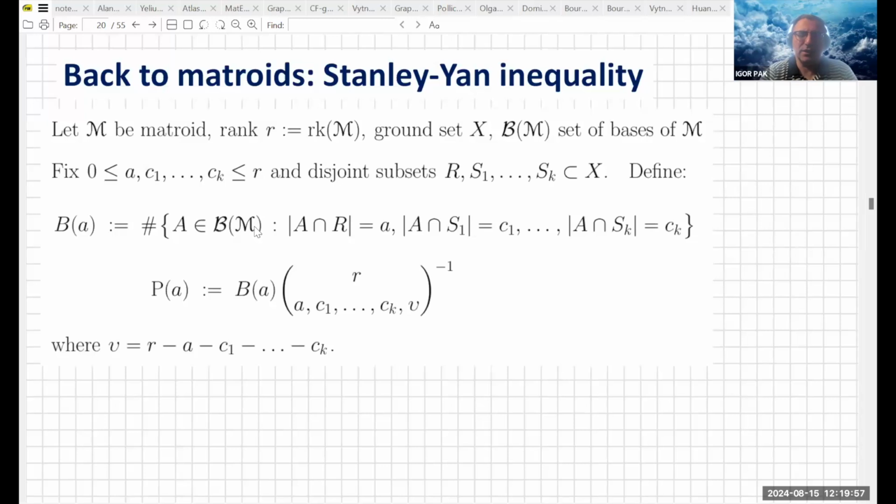So if you didn't restrict to bases, if you considered all r-subsets, then you would get some kind of binomial coefficients, but here we're doing something different. We're looking at this scaled version with P of a, which is the number of bases divided by some binomial coefficients that come out.